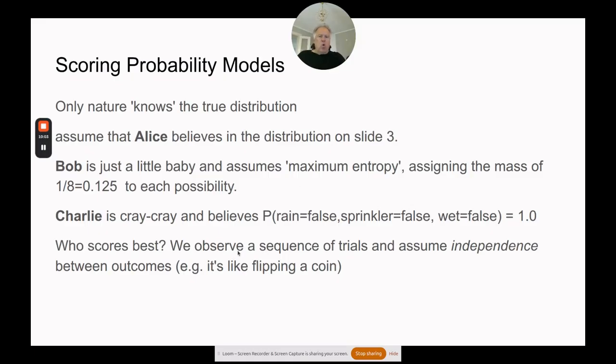We're going to score this by taking a sequence of these observations, these trials, if you will, and assuming independence between the outcomes. So we're not watching over a span of time where maybe the atmosphere loads up with water molecules and it's more likely to rain. No, we're looking at it from the point of view of independence between the observations. So it's like flipping a coin.